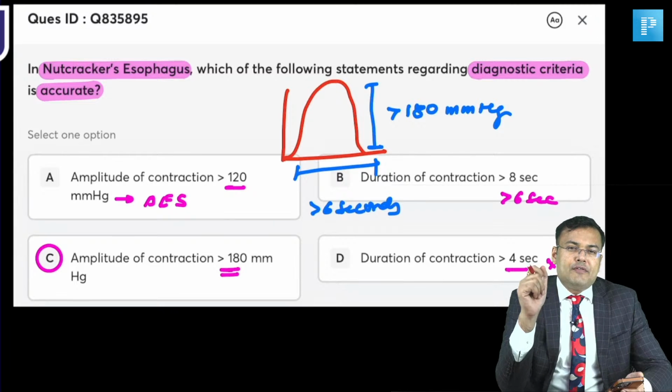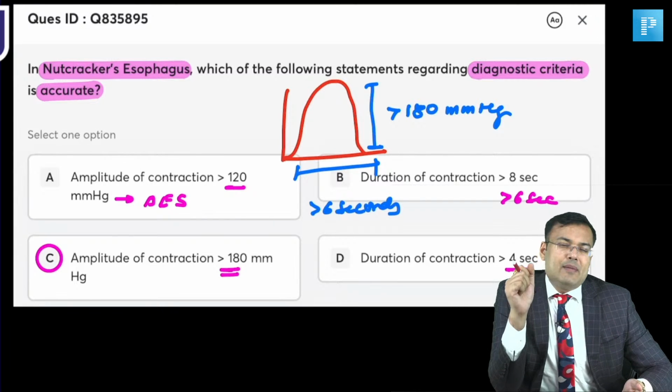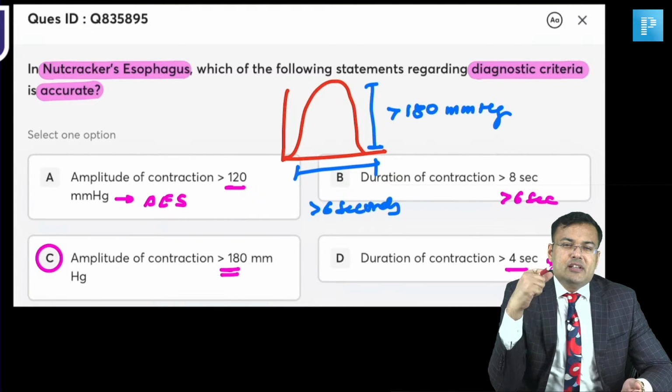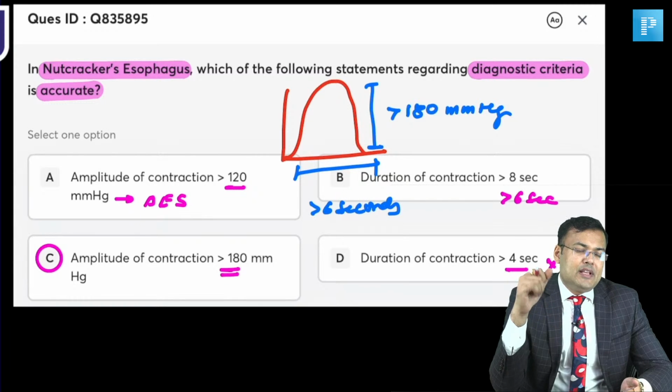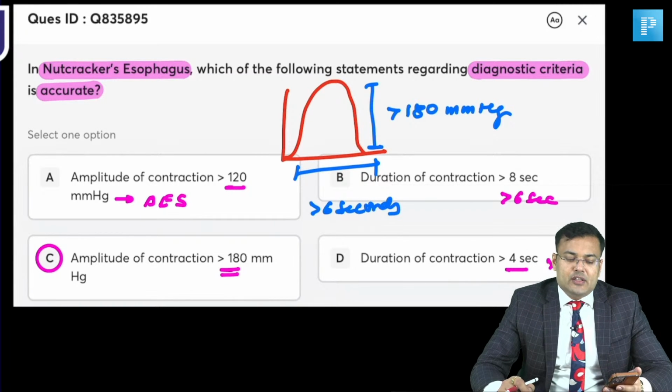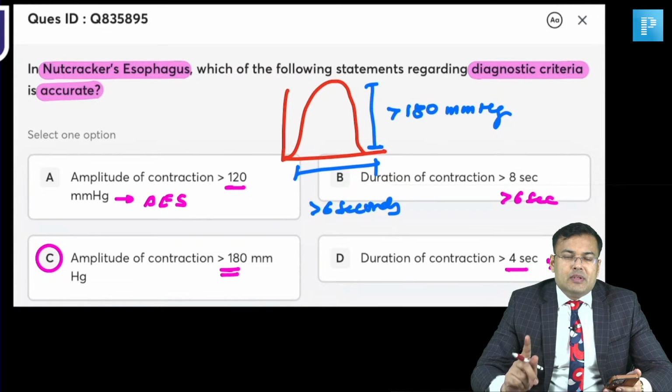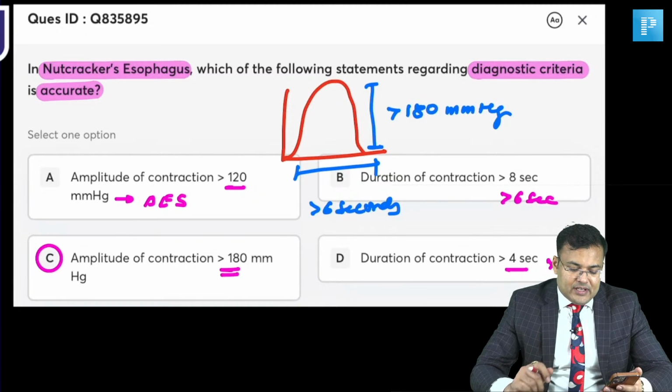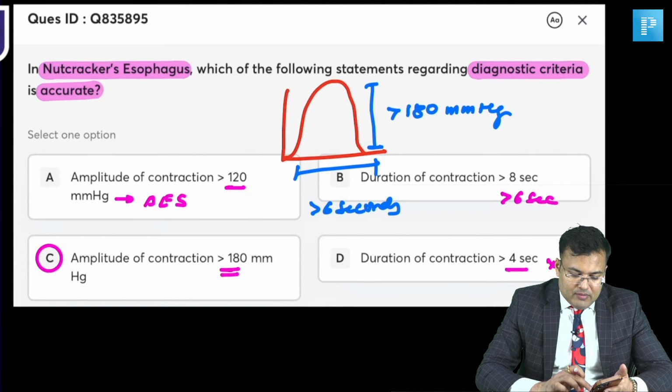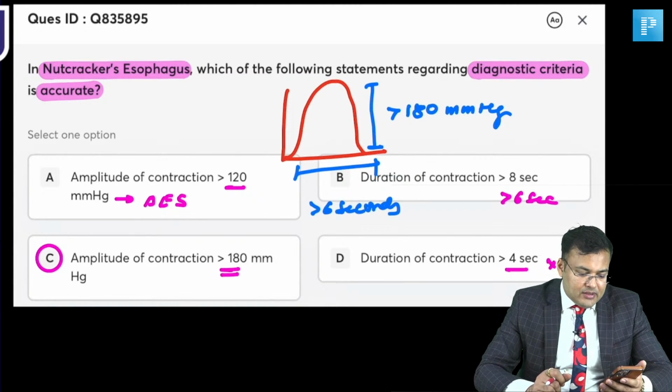So one question for all of you. Can you tell me what is the most common motility disorder of esophagus? Guys, tell me. Is it achalasia cardia or nutcracker's esophagus? Most common motility disorder of esophagus. Tell me. Most common motility disorder of esophagus. Yes.